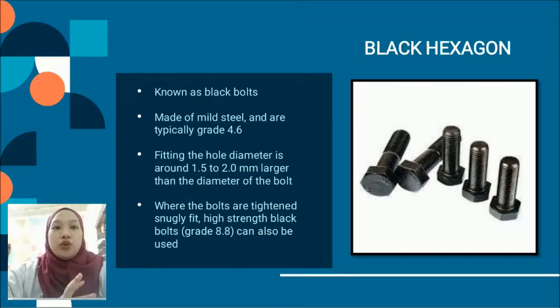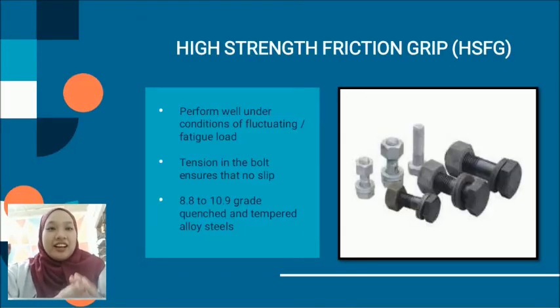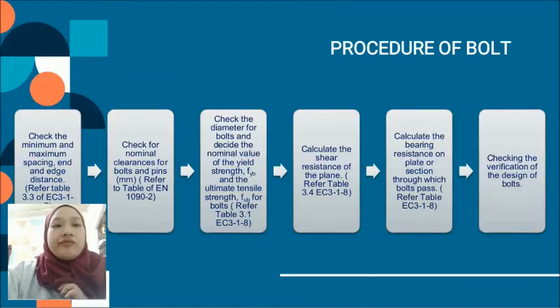The fitting hole diameter is around 1.5 to 2 mm larger than the diameter of the bolt. Where the bolts are tightened snugly fit, high strength black bolt grade 8.8 can also be used. High strength friction grip, HSFG, performs well under conditions of fatigue or load reversal. Tension in the bolt ensures that there is no slip. Grades 8.8 to 10.9 are tempered alloy steel.